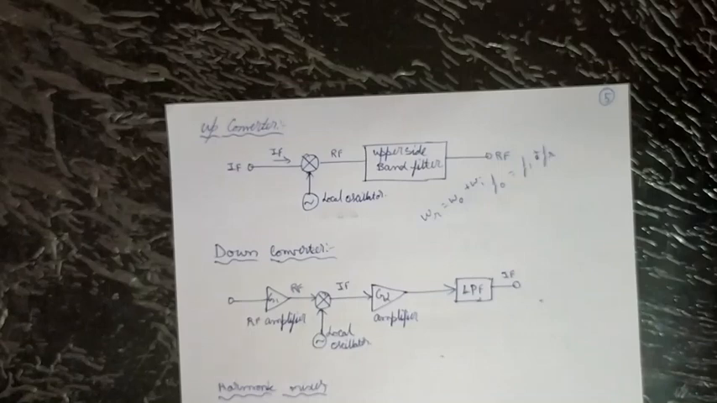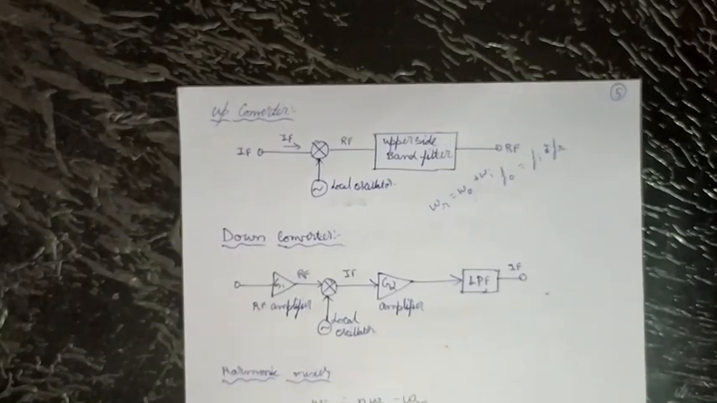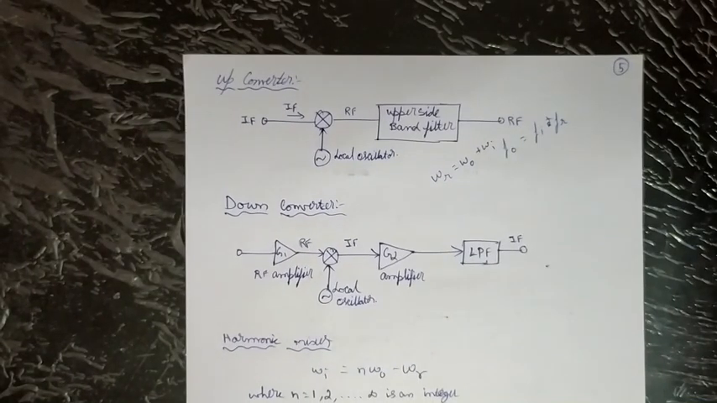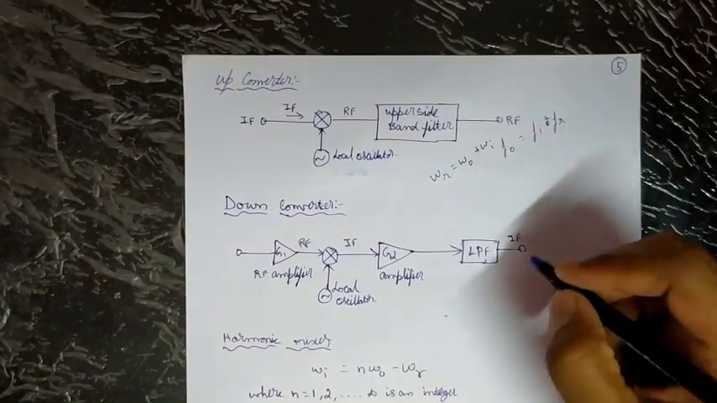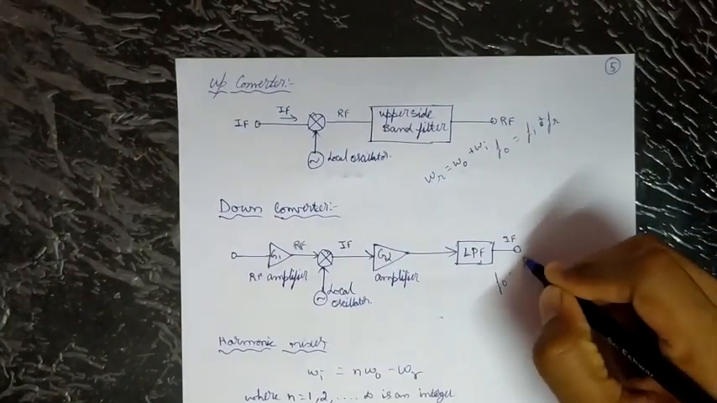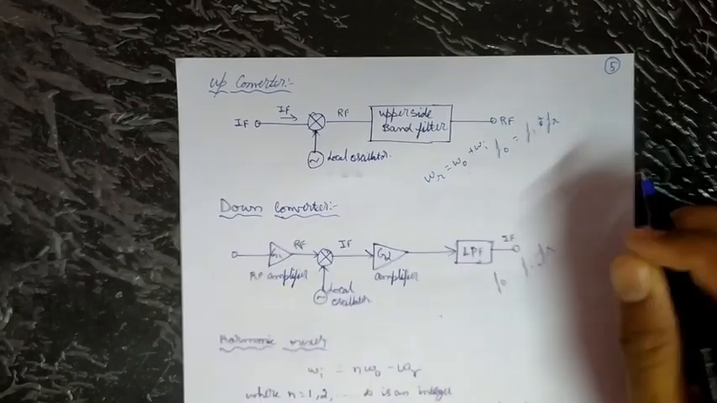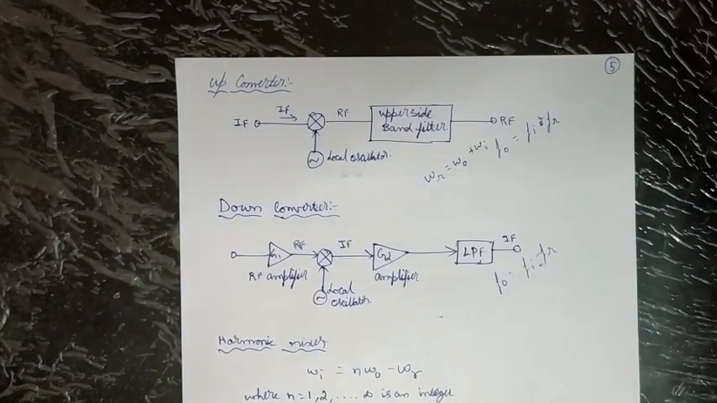Next we move on to the down converter. In this down converter we go from radio frequency to intermediate frequencies. This down converter produces two different frequencies: F0 equals Fi plus Fr, whereas F0 equals Fi minus Fr, and the sum is filtered out.